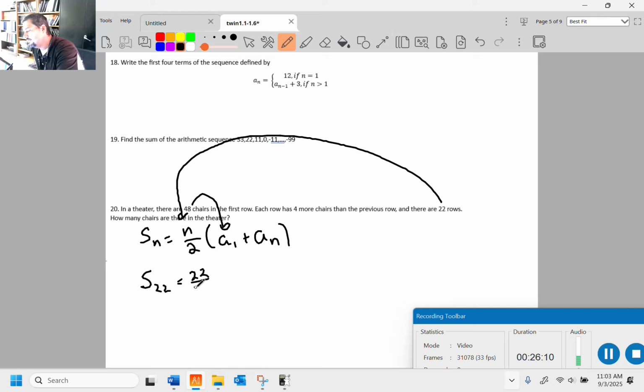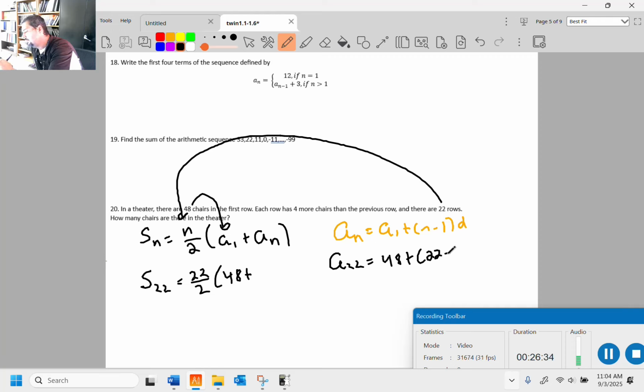It's 22 over 2. And then I have 48 plus the last one. And I don't know the last row, but it's easy to get the last row because there's a formula for a sub n. It says a sub n is a sub 1 plus n minus 1 times d. Now, since I want the last row, I actually want a sub 22. So I know what n is. The first row was 48, n was 22, and the difference was 4. So the 22nd row is going to be 48 plus 21 times 4, which is 48 plus, what, 84? Which is 136. No, 132.